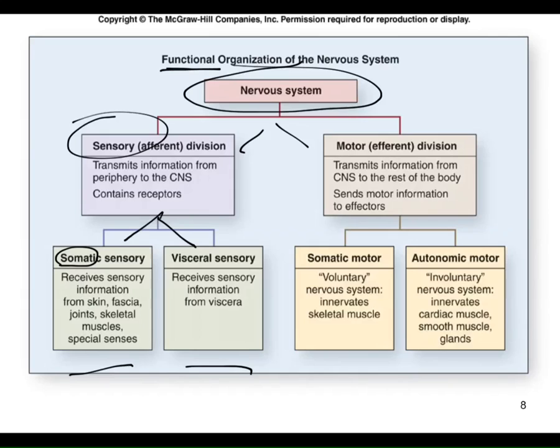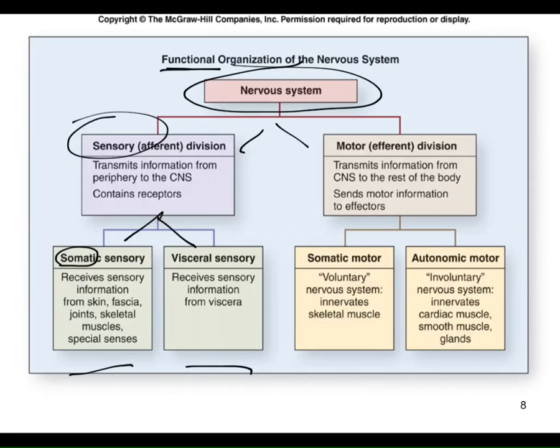But then there's also the autonomic motor. Autonomic motor, you're going to say autonomic, you're going to spell autonomic, but you're going to be thinking automatic, right? This is the part of the motor system that happens for you without your voluntary consciousness. This is your smooth muscle, right? Involuntary. This is your cardiac muscle, also involuntary. And this is your glandular secretions. You don't tell your gut to start making digestive juices, right? That's all being done for you automatically.